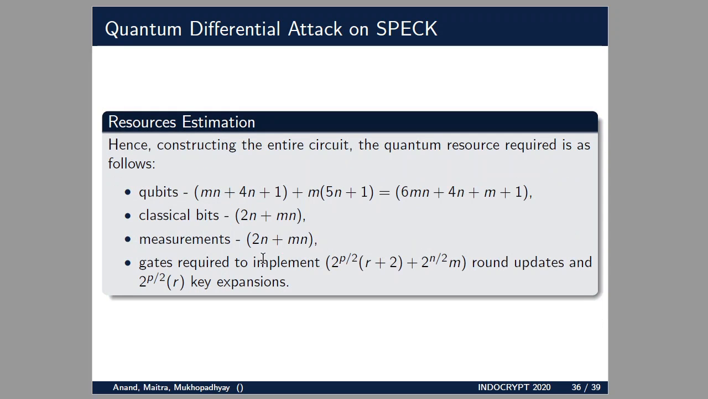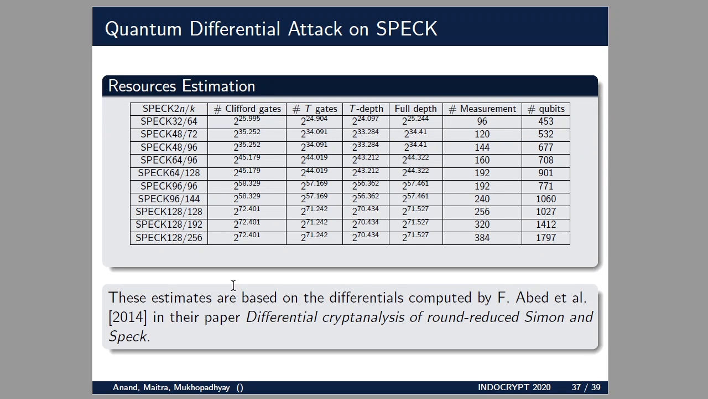So in total, to construct the entire circuit for this last round attack, the number of qubits required will be this much, classical bits would be this much, measurements would be 2n plus mn, and the gates required to implement 2 to the power p by 2 (r plus 2) plus 2 to the power n by 2 by m round updates and 2 to the power p by 2 r key expansions. So these are the resource estimates required. These estimates are based on the differentials computed by F. Abed et al. in their paper Differential Cryptanalysis of Reduced Round Simon and SPECK, which was published in FSE 2014.